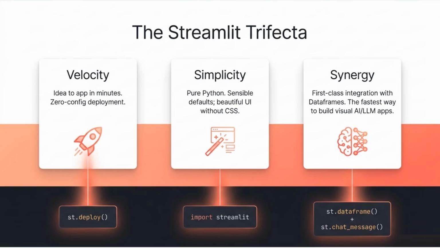The Streamlit trifecta is velocity, simplicity, and synergy. Velocity means an idea can become a demo before momentum fades. Simplicity means the app reads like normal Python instead of a maze of event handlers. Synergy means Streamlit works naturally with the rest of the Python ecosystem. Pandas, NumPy, Plotly, Matplotlib, LangChain, OpenAI tools, local models, and databases. It does not replace the Python stack. It gives that stack a front door.